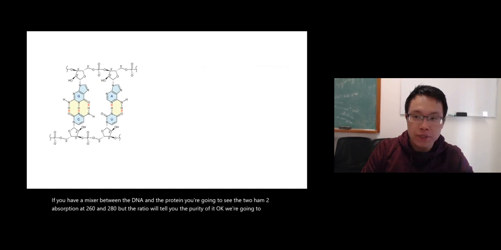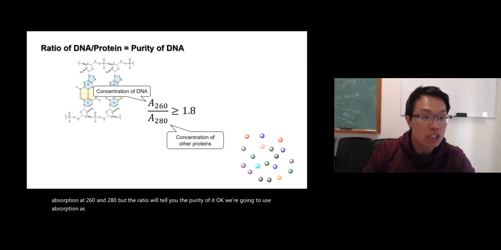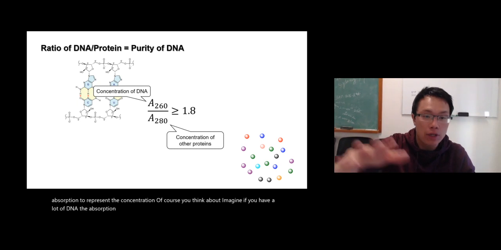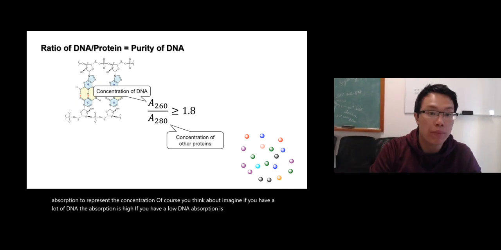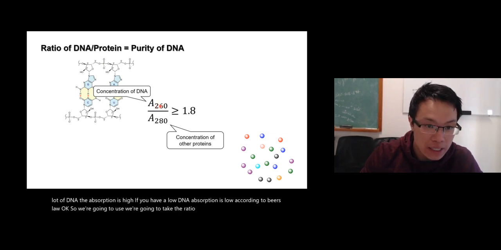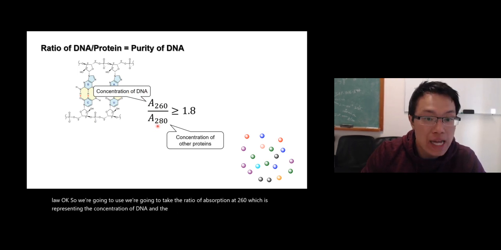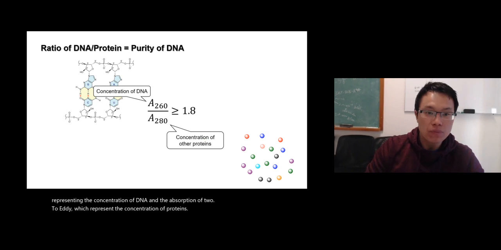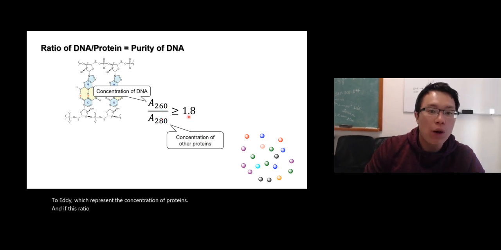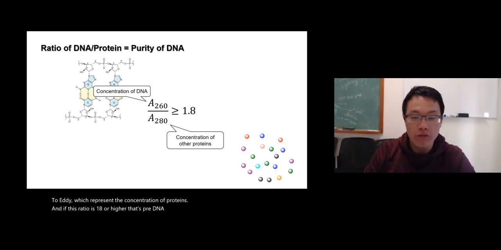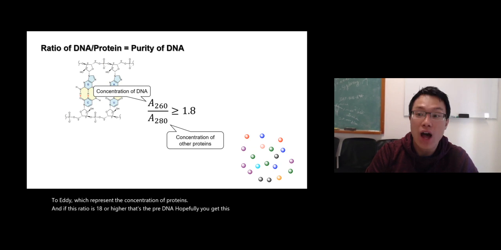Okay, we're going to use absorption to represent the concentration. Of course, imagine if you have a lot of DNA, the absorption is high. If you have low DNA, absorption is low, according to Beer's law. Okay, so we're going to take the ratio of absorption at 260, which represents the concentration of DNA, and the absorption at 280, which represents the concentration of protein. And if this ratio is 1.8 or higher, that's a pure DNA. Hopefully you get to this number, 1.8 or higher.